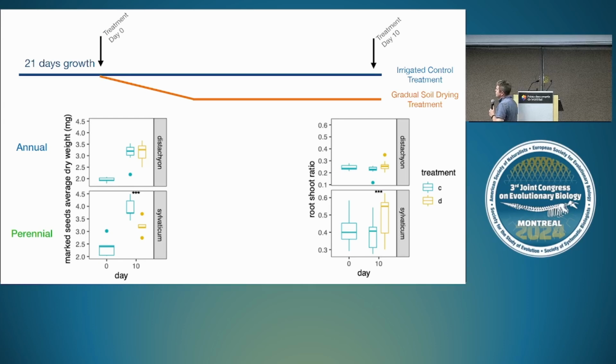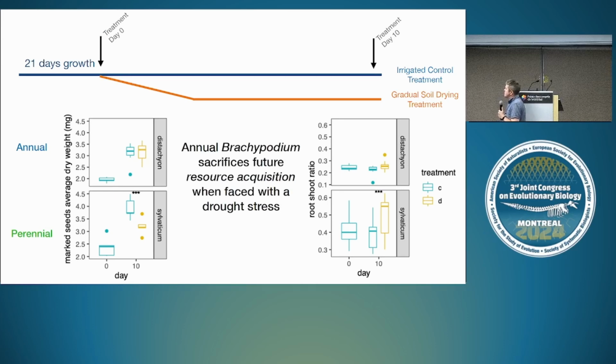Looking at the annual first, on top, we see that there's no significant change in root-shoot ratio as a result of this drought stress, or a very minimal, non-significant one. By contrast, the perennial is increasing its root-shoot ratio. It's prioritizing establishing that base of resource acquisition. And so it seems that the annual here, the rapid growing annual, is sacrificing the prospect of future resource acquisition when faced with the drought stress.